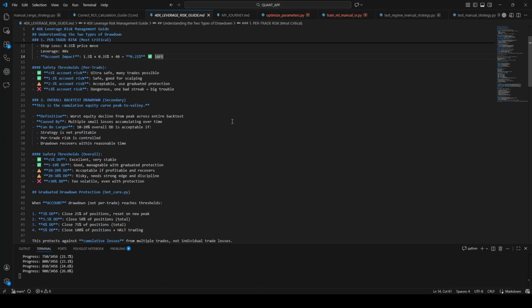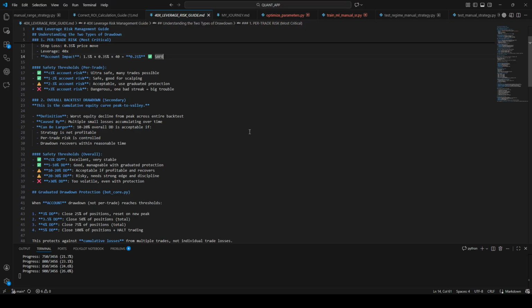So between 2 and 3%, acceptable, use graduated protection. Someone told me 3% is still acceptable, but 2% would be safer. Larger than 3%, dangerous. One bad streak equals big trouble. I've been there, guys, on the emotional ride, and it cost me almost half my wallet.